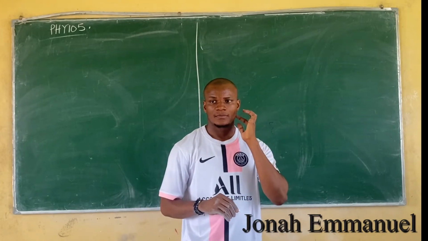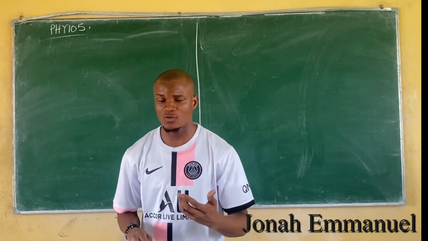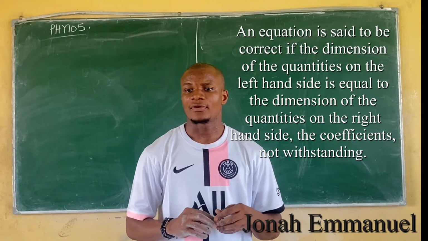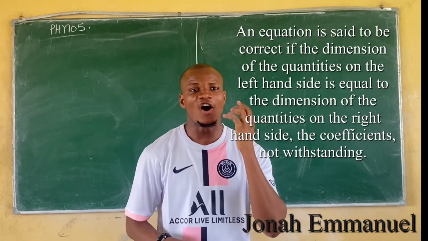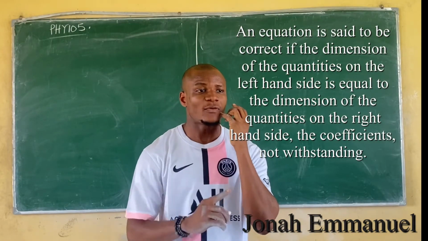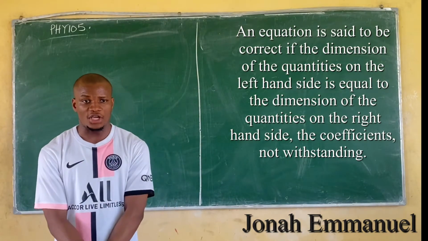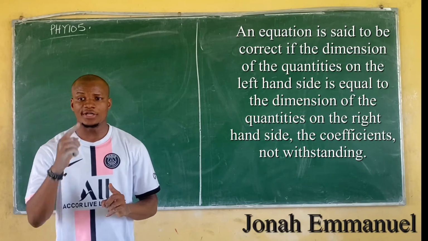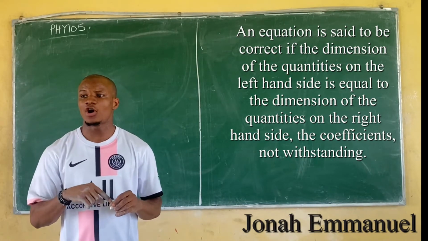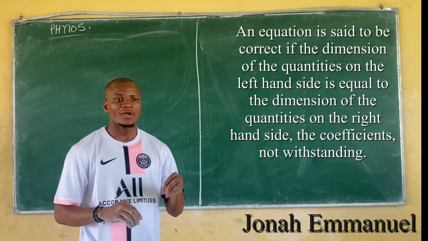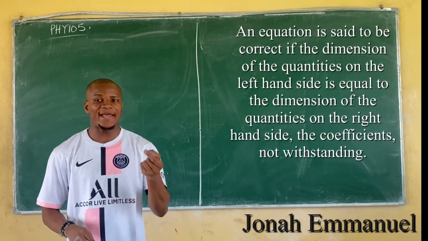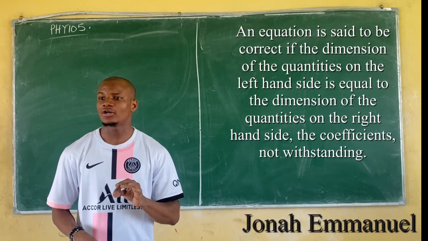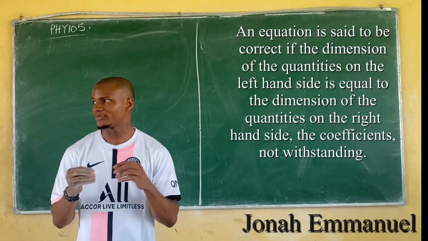That means an equation is said to be correct. So what's the condition? How do I know it's correct? Here's your condition, please. An equation is said to be correct if the dimension of the quantity on the left hand side is equal to the dimension of the quantity on the right hand side. Full stop.